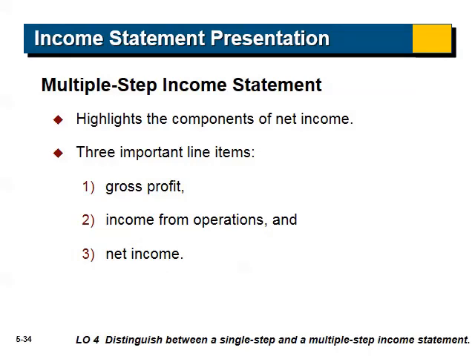The multi-step income statement. This is going to be new in this chapter. This is probably the biggest part of the chapter. Now, what we're going to do is, instead of revenues minus expenses, just one step, we're going to have multi-steps, or 3 steps. We're going to have a gross profit, income from operations, and net income.